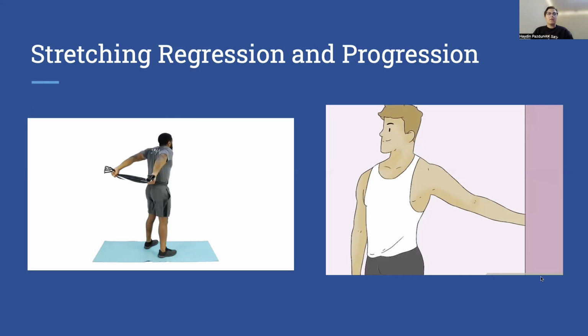And then stretching regression and progression is also something that we can consider. All right, so a way where we can do a regression of the anterior fibers of the deltoid. Remember, the stretch we demonstrated was this one right here, the arms clasped. One way we can do that, if that's a little difficult or you can't get much range of motion doing that, you can grab either a towel or a t-shirt. I have a t-shirt right here.